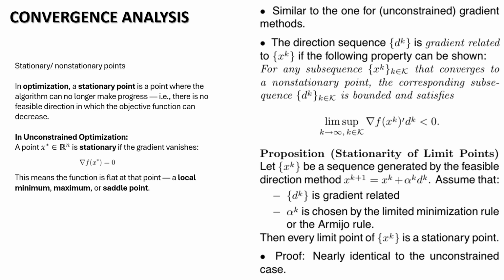This means the function is flat at that point, and it is a local minimum, maximum, or saddle point. I just would like to add that in earlier slides, you can see the definition of gradient-related directions requires that for non-stationary points, the algorithm keeps making descent steps. And the convergence proposition guarantees that every limit point is stationary. That is, the algorithm won't stop prematurely at a point where it could still descend.